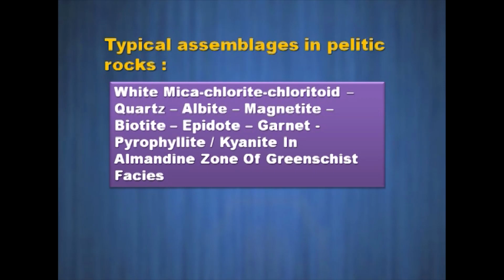At slightly higher grade conditions, assemblages of the zeolite facies are replaced by those of the prehnite, pumpellyite facies. As the PT conditions increase, the greenschist facies assemblages with new minerals form. Typical assemblages in pelitic rocks include white mica, chlorite, chloritoid, quartz, albite, magnetite, biotite, epidote, garnet, pyrophyllite, and kyanite in an almandine zone of the greenschist facies. The greenschist-amphibolite facies boundary is a broad zone.